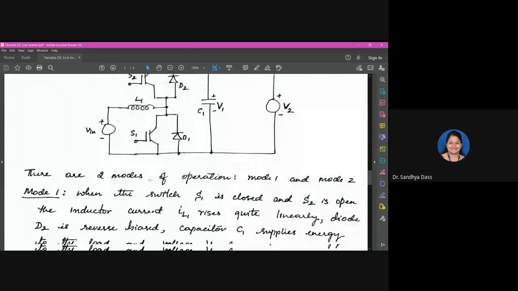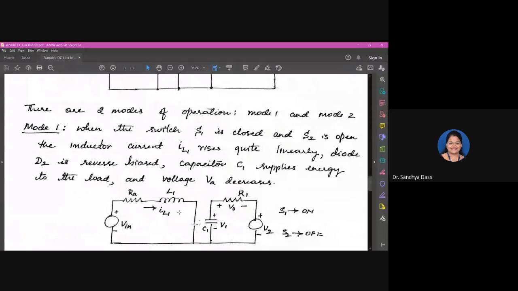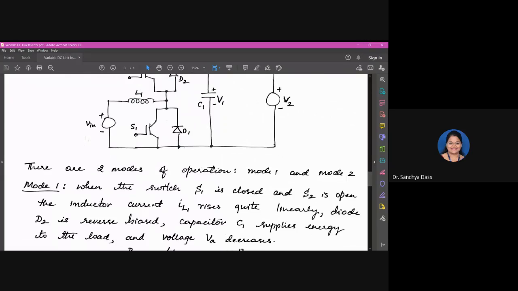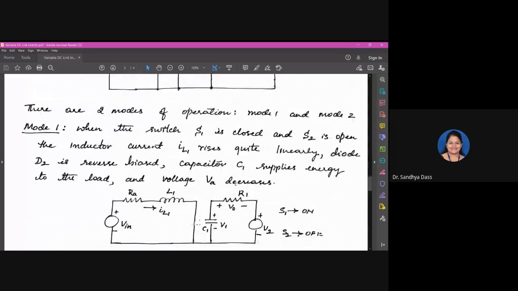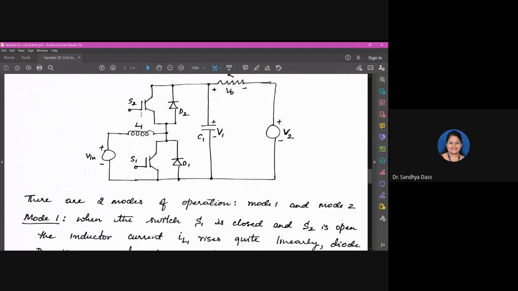So the circuit, you can observe the circuit here for mode 1, okay? And observe the output. What you can observe here is that it is provided by the capacitor, right? So the capacitor will be supplying energy to the load when S1 is on and S2 is off. Okay, this is only for converter A that we are discussing.